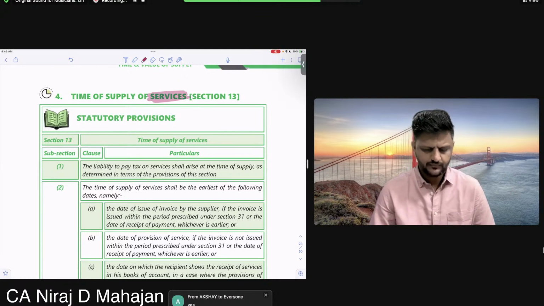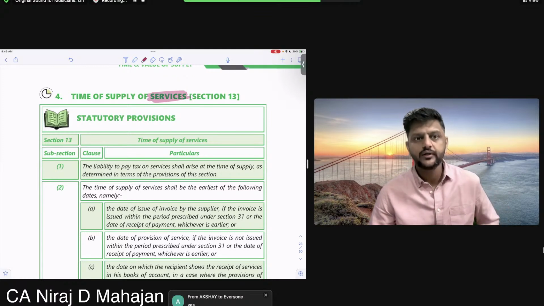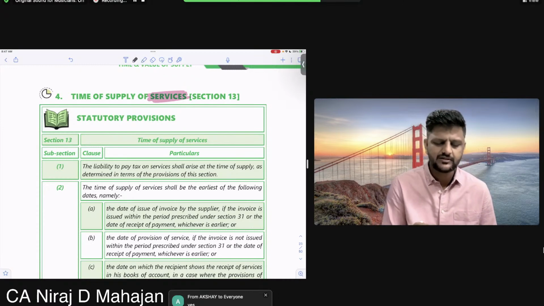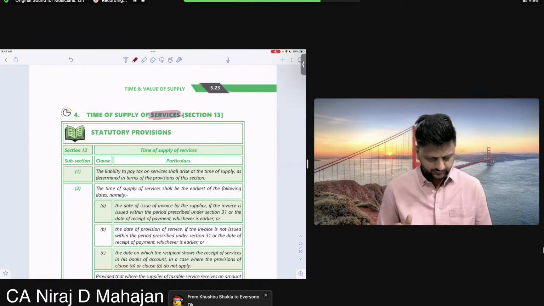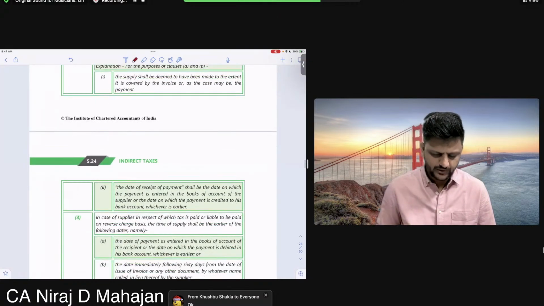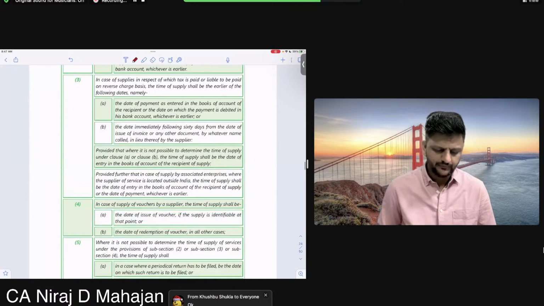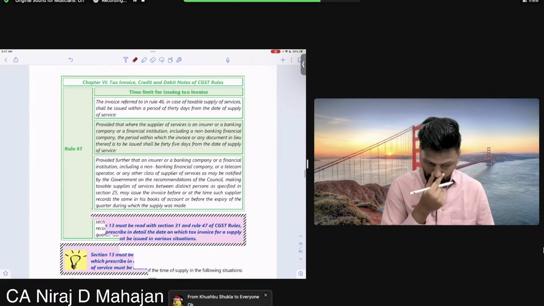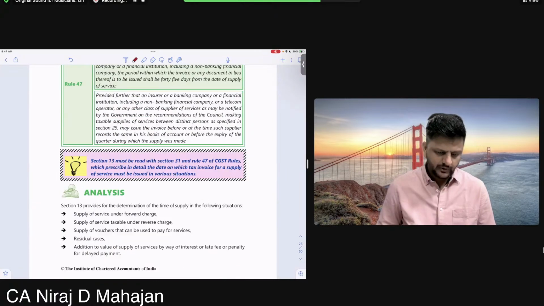So here, children, now you look at the time of supply of service. Here again, everything is whichever is earlier. Now, will there be movement of goods? No. It will be mainly provision of service. That you have to see. Let's write down.